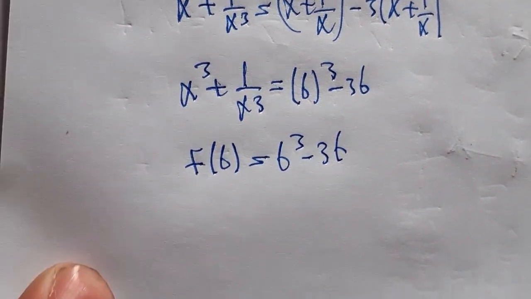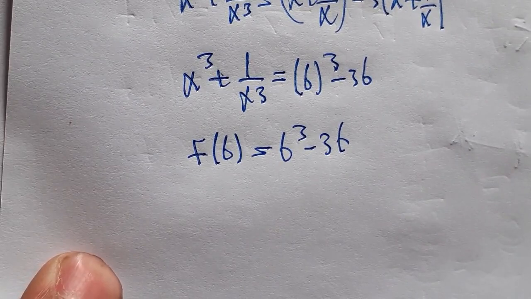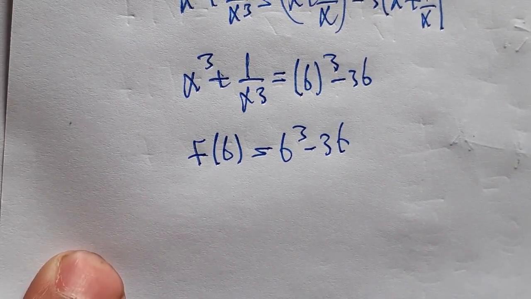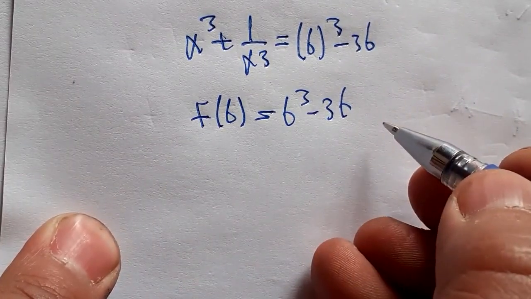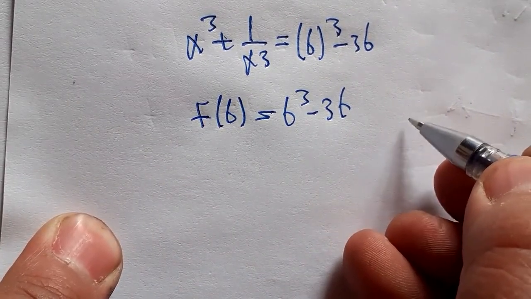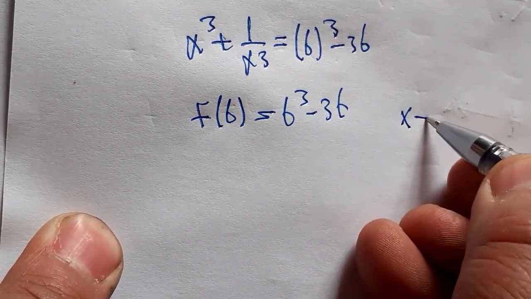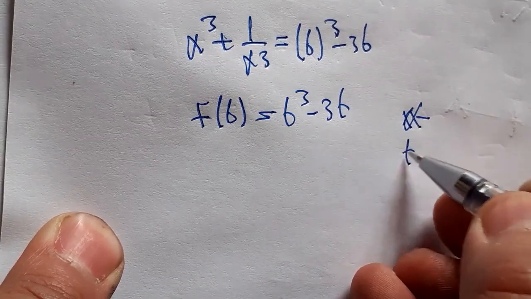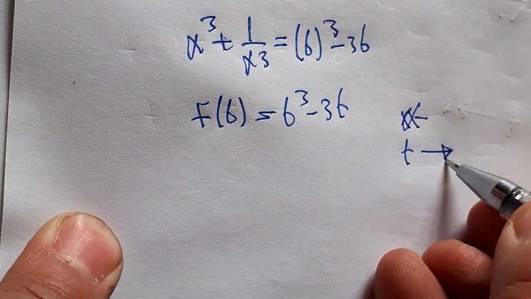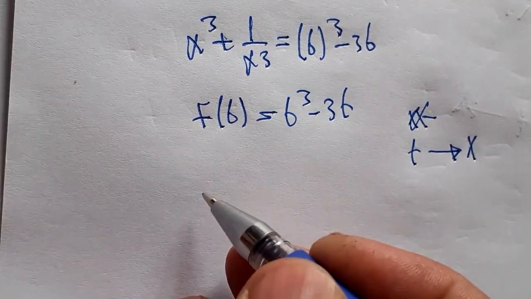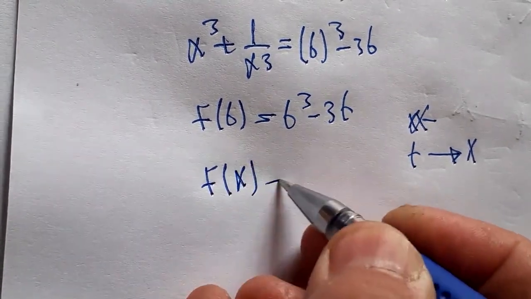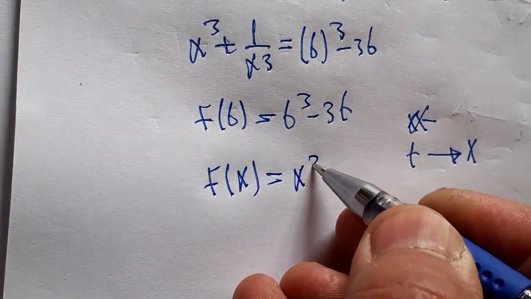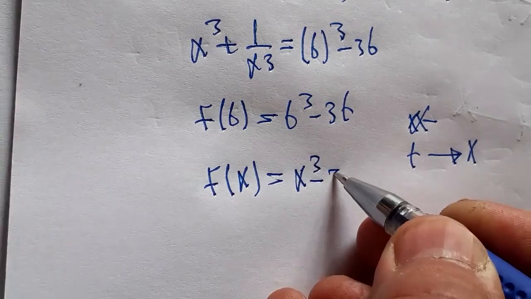In the fourth step, by substituting the required variable with the obtained variable, we obtain the desired function. We substitute x for t. f of x equals x cubed minus 3x.